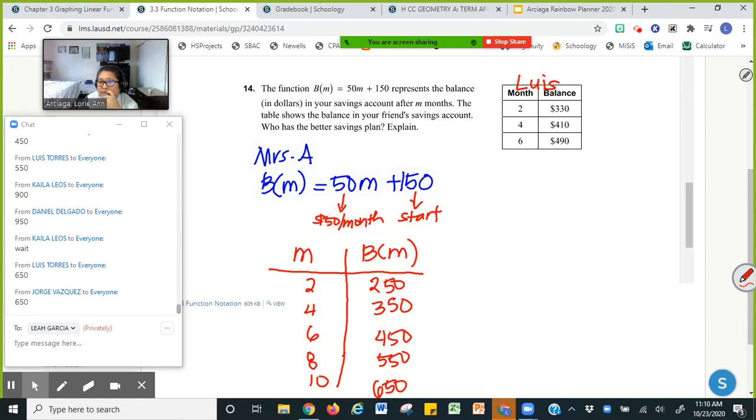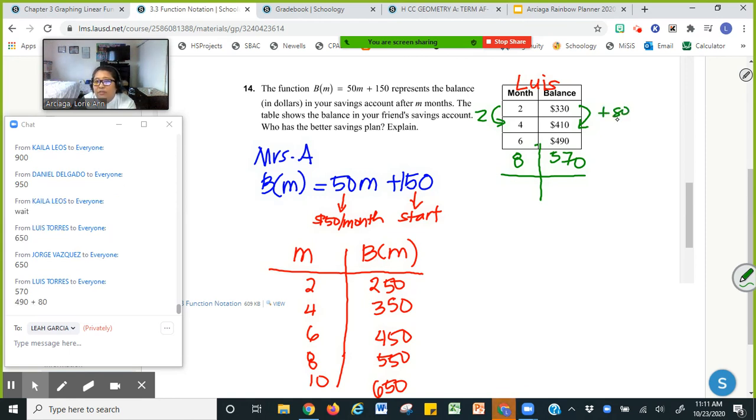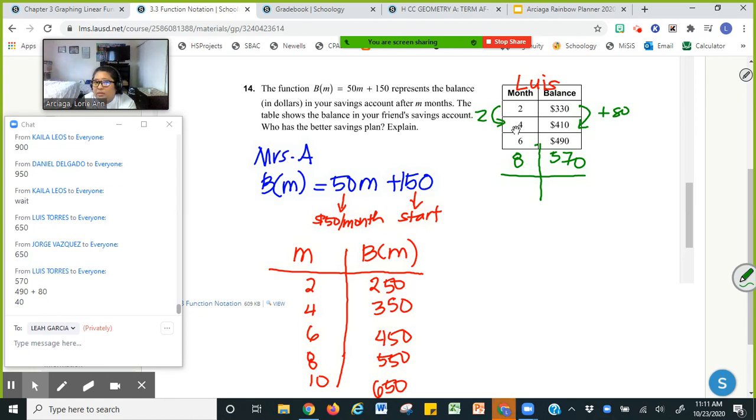after 10 months? Okay, now let's look at Luis's. I really want to know if I could beat him. So for 8 months, how much does he have? But how much is Luis saving every 2 months? What's the difference here? This one is going up by 2. 570 for here? How did you get that? How did you get 570, Luis? You add 80. Okay, so that means if you have $80 per 2 months, how much are you saving every month? 40. Very good. So this means it's 80 divided by 2 months, so that's 40 per month.